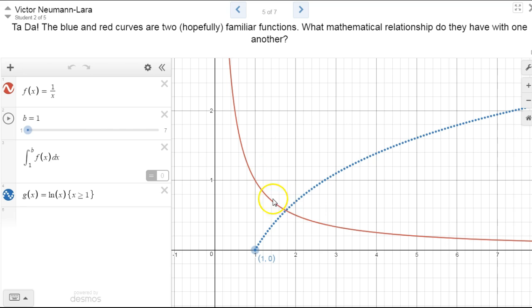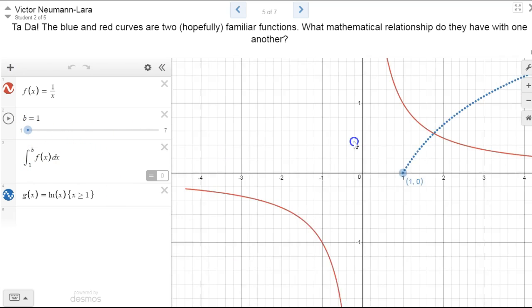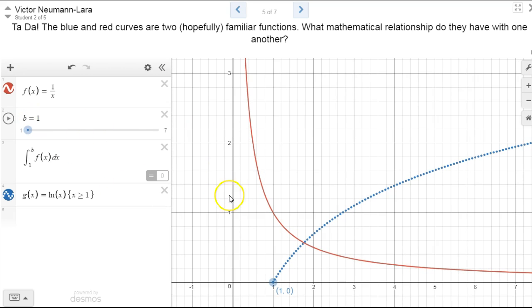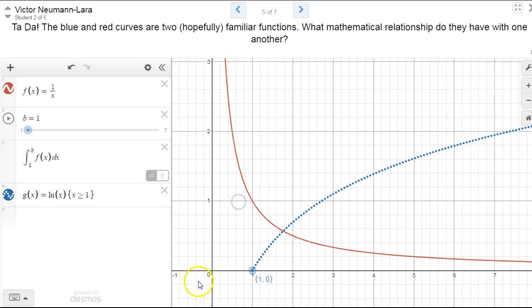So the red function, our original function, was 1 over x. 1 over x has that part over here to the left, but we're only concerned from 1 to infinity, so that's why I don't show that other part of it. But we are accumulating area underneath the graph of 1 over x from 1 to b. And we're seeing that the natural log function is what's giving us that area.